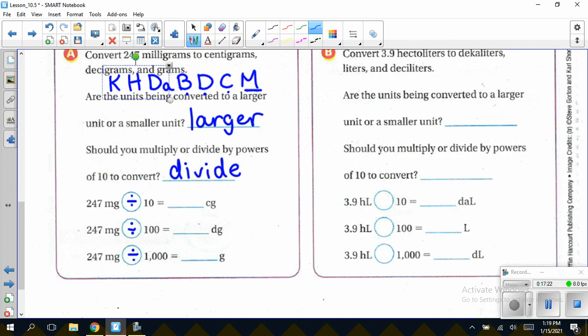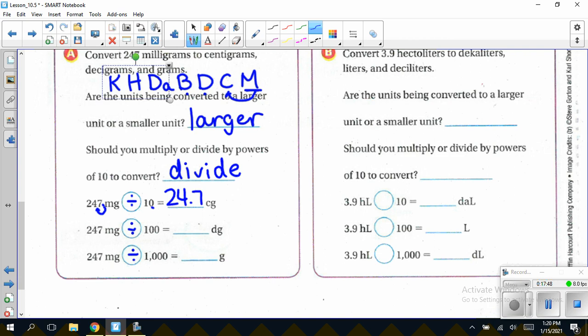So for my first conversion, I'm going to place my original decimal. And then dividing by a power of 10, that would be 10, so 1 swoop. Or if you look from milligrams to centigrams, that also shows you 1 swoop. So 1 swoop to the left since we're dividing, and that gives me 24 7/10 centigrams.